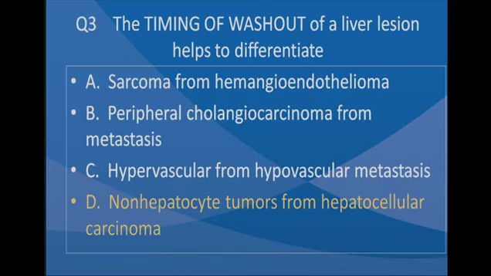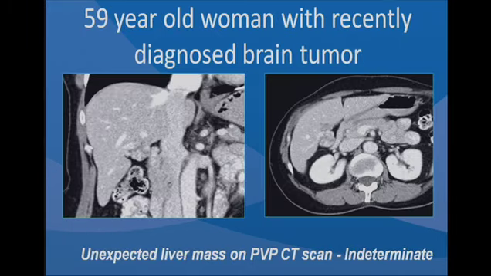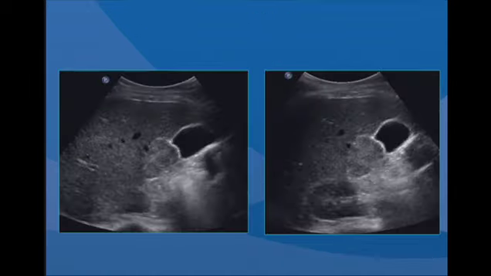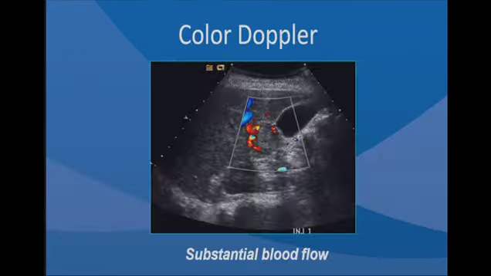So coming back to our question, the timing of washout of a liver lesion helps to differentiate, very importantly, non-hepatocyte tumors from hepatocellular carcinoma. So let's look now at a 59-year-old woman with a recently diagnosed brain tumor. She has an unexpected liver mass on portal venous phase CT scan, which is quite indeterminate, sticks out of the liver, has a heterogeneous appearance, and is of uncertain diagnosis. When we look at this patient on baseline ultrasound, we can see this unusual, somewhat echogenic mass lesion, again, quite indeterminate on the ultrasound scan.